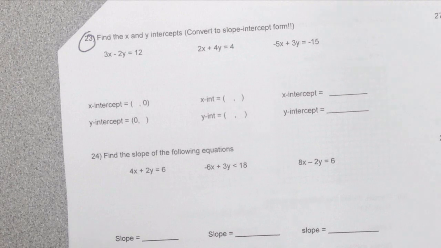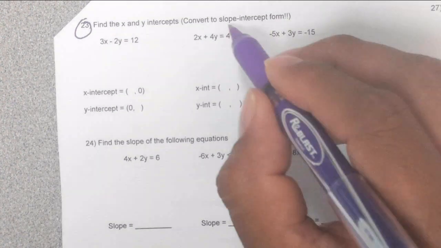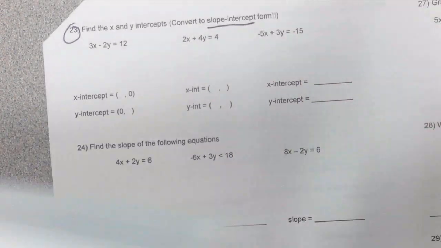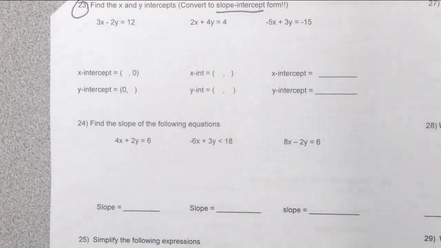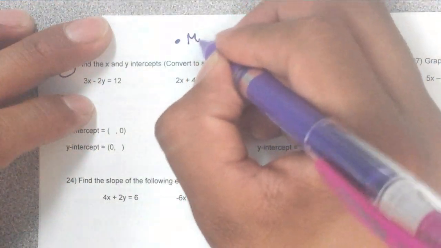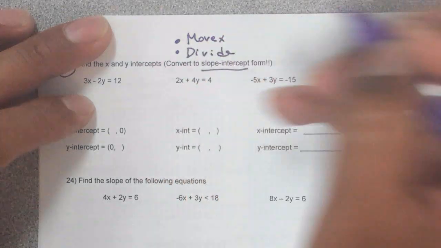Number 23. This is telling me to find the x and the y intercepts. Convert to slope intercept form. Now, if they're asking me to convert it to slope intercept form, and again, that is y equals mx plus b, let's go ahead and do that. For that, you need two steps. You need to move the x, and then you have to divide.